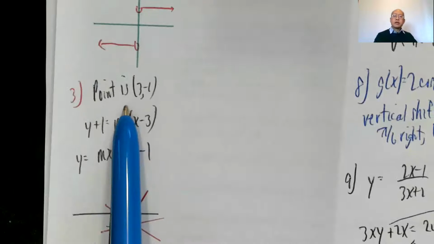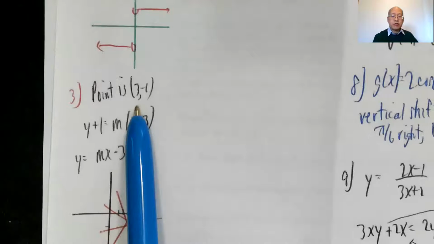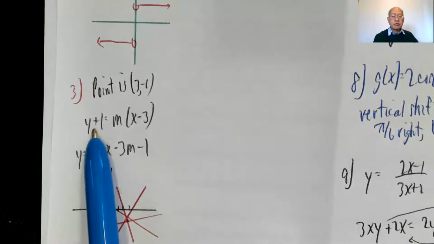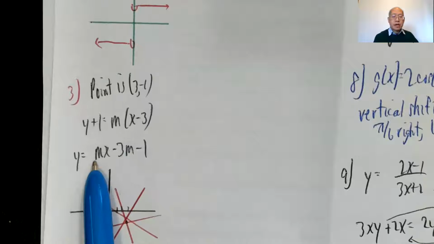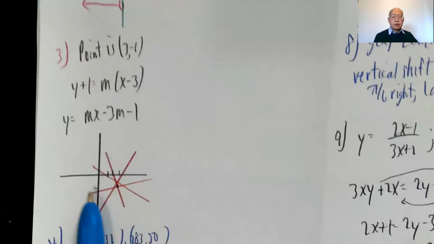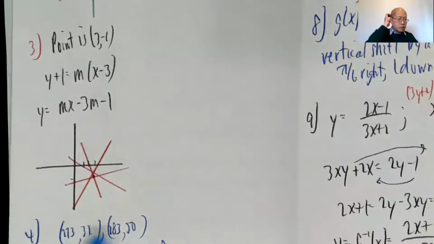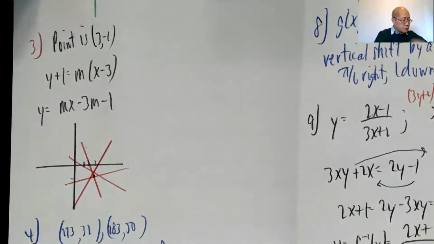Number 3, all the lines have the category that they all go through the point (3, −1). So y minus (−1) equals m times (x − 3). Clean that up: y equals mx − 3m − 1. So you just take the point (3, −1) and draw some lines that happen to go through that point. It's almost like you have a spinner and spin it all the way around.